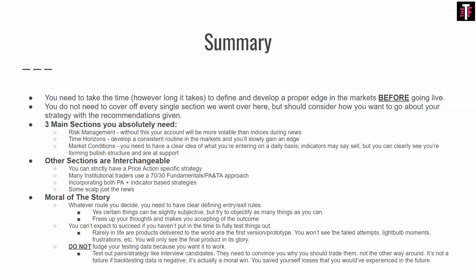Now you need to know what you're actually doing consistently, and that comes with market conditions. You need to have a clear idea of what you're entering on a daily basis, certain trends that potentially form a lot of times, certain probabilities. Indicators may say sell, but you can clearly see you're forming a bullish structure and are out of support. So you probably don't want to sell. If anything, you want to wait until that support is potentially broken and retested on the top side as resistance, or the bottom side as resistance. Sorry.